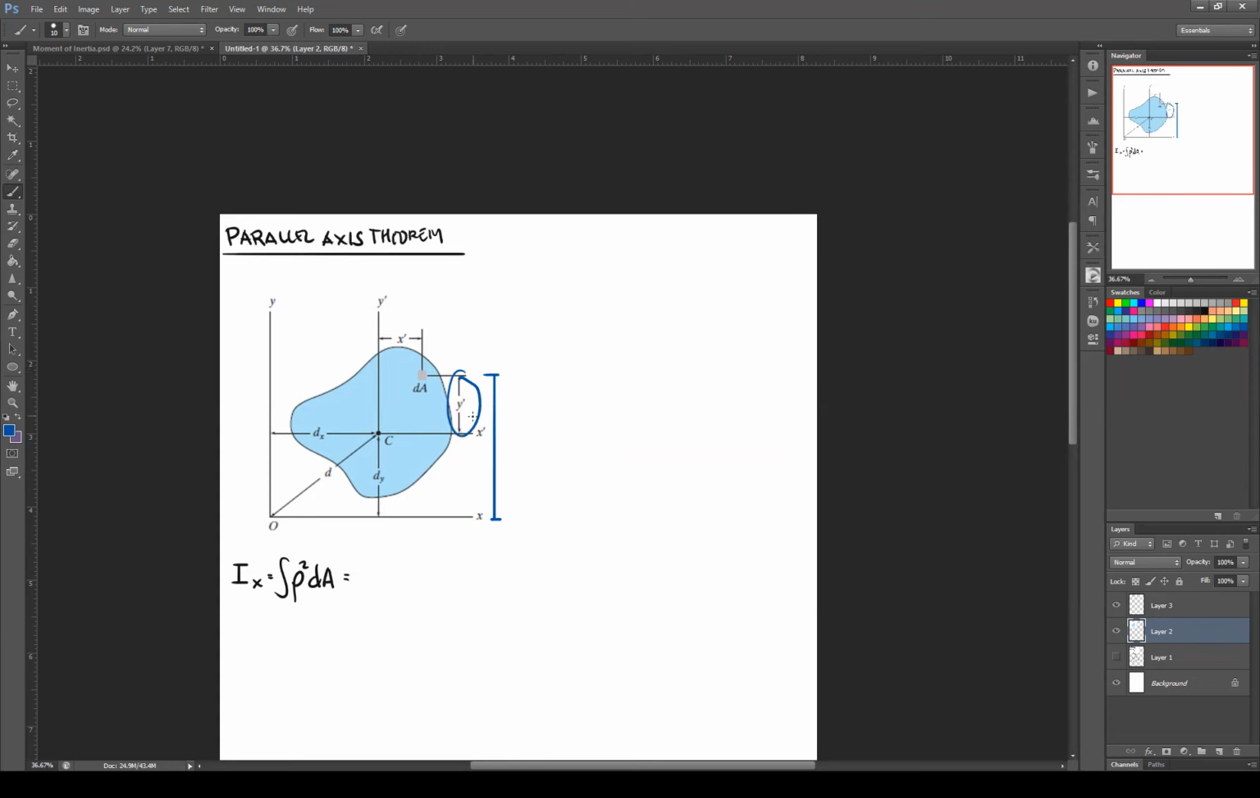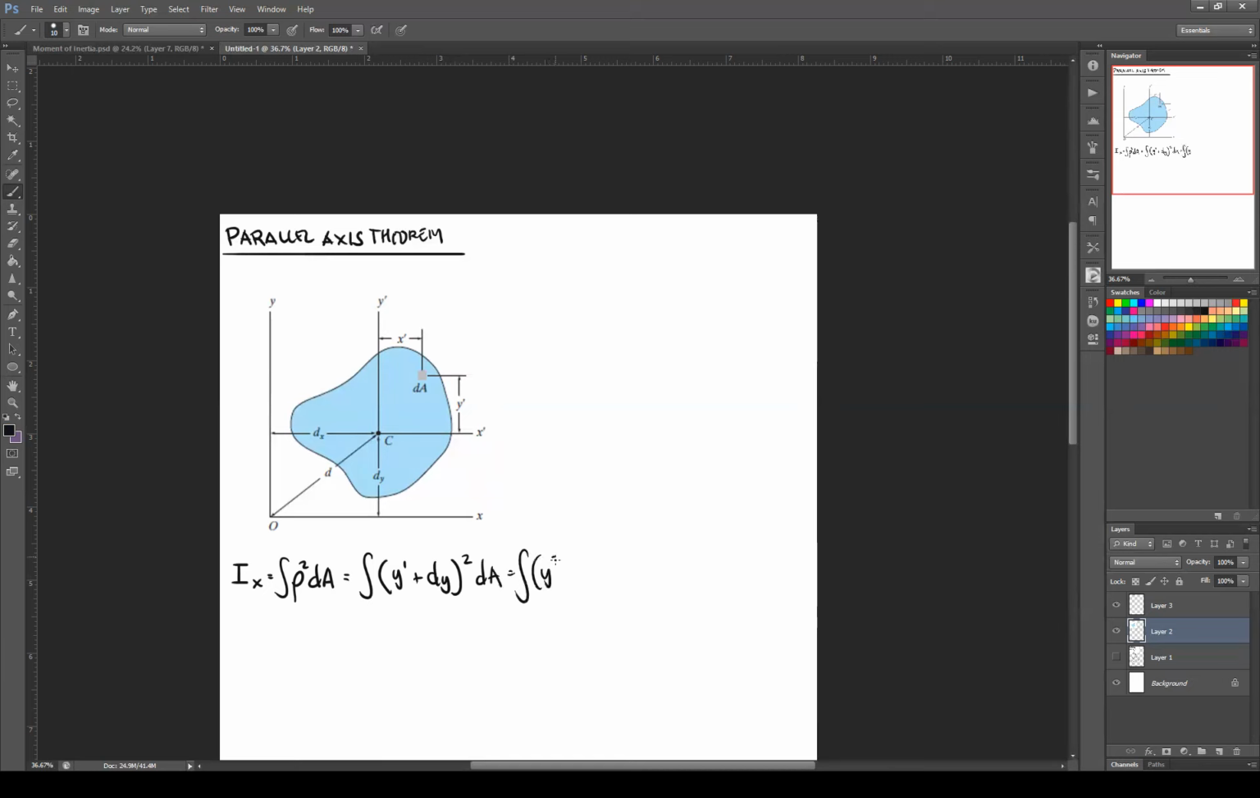This is denoted as y prime, the distance of the element to the centroidal axis, plus whatever this distance is. This distance is denoted by distance y. This is not differential y, that's distance y: the distance of your centroidal axis to your reference axis. So rho is once again this y prime plus this length dy, squared dA. And now you just solve for the integral.